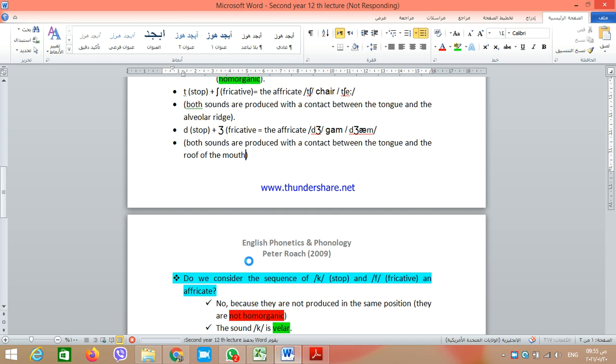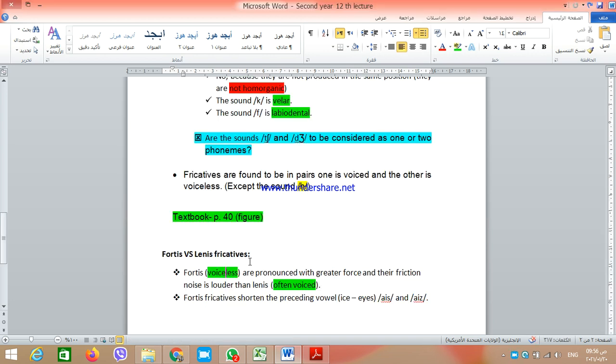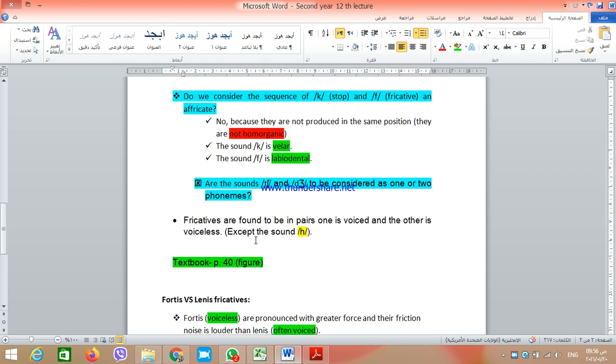Now, to answer this example, we need to look at the condition. We have a condition for making a sequence of a stop plus fricative an affricate. That condition is that the two sounds should be homorganic, that is, they are pronounced in the same place. Let us check.